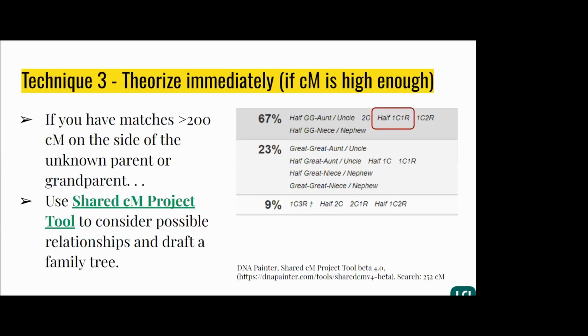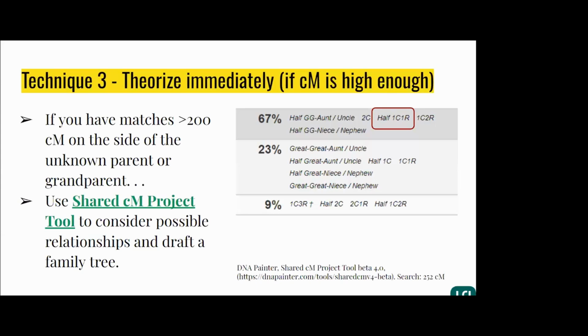And then the tree that you've created by doing that can start to point directly to the person you're looking for. So when you have matches who share above 200 centimorgans, that makes it possible to determine very specifically how those people may be related to you. And to do that, you use a tool online called the Shared cM Project Tool. And in that tool, you enter the amount of DNA that you share with someone, and it will give you a range of relationships that are possible.